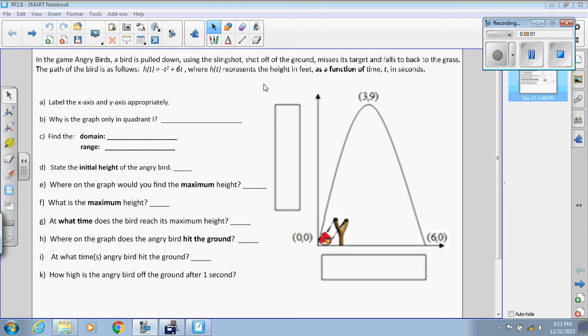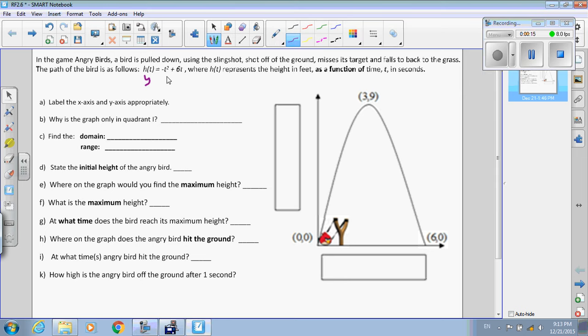Okay, so we will now be looking at applications for quadratic equations. So here's my function. It's a negative. The height is represented by the dependent variable, so the y value, if you wish, and t, the time, is represented by the x value, so it's negative t squared plus 6t. So the first question is, label the x-axis and the y-axis appropriately. We've covered that already.